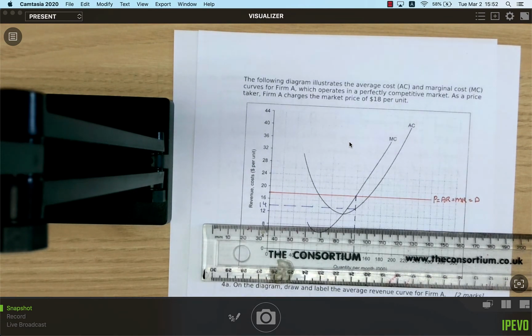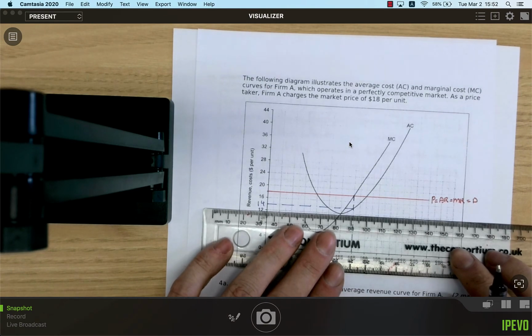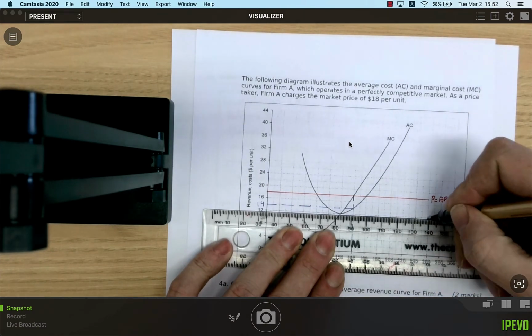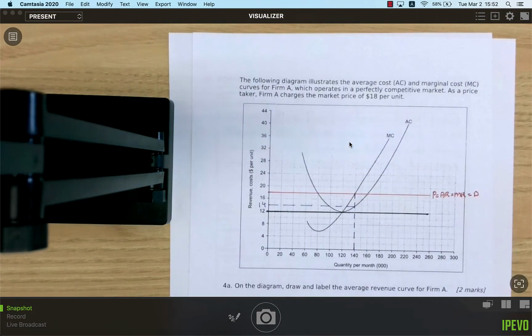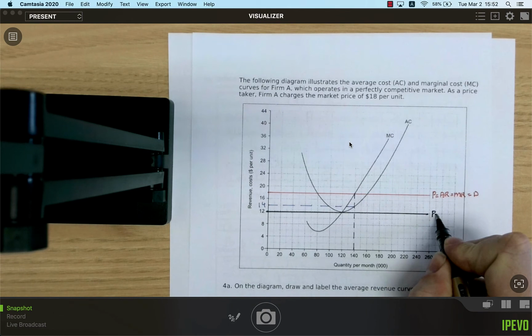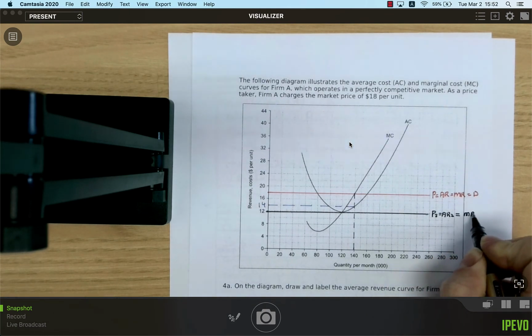So supernormal profit or abnormal profit would cause other firms to enter. That would increase the market supply, which would lower the price that they could charge. And that price lowering, that entering into the market, would continue until only normal profits, which we defined in the previous video, would be earned. Okay, so we've got P2 equals AR2 equals MR2 equals D2.